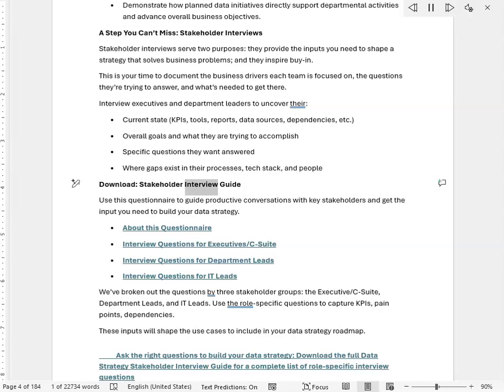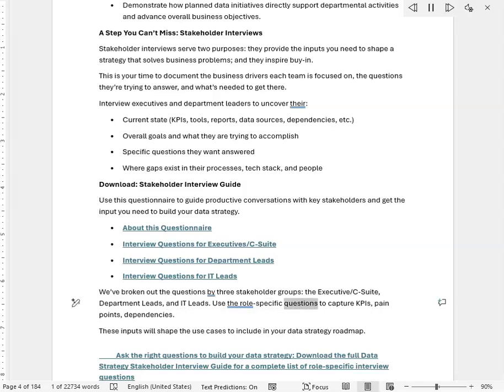Download Stakeholder Interview Guide. Use this questionnaire to guide productive conversations with key stakeholders and get the input you need to build your data strategy. About this questionnaire. Interview questions for executives/C-suite. Interview questions for department leads. Interview questions for IT leads. We've broken out the questions by 3 stakeholder groups: the executives/C-suite, department leads, and IT leads.